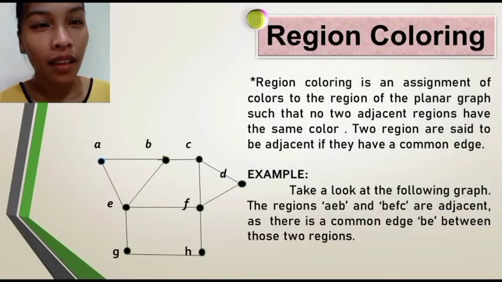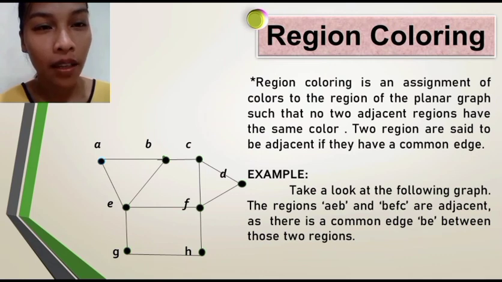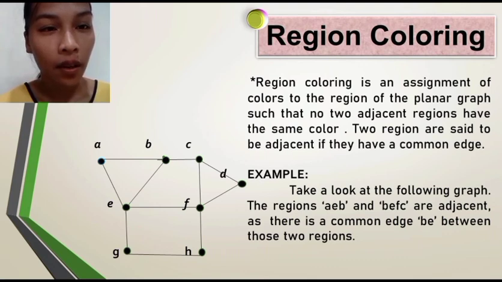Region coloring. Region coloring is an assignment of colors to the regions of a planar graph, such that no two adjacent regions have the same color. Two regions are said to be adjacent if they have a common edge. For example, take a look at the following graph. The regions AEB and BEFC are adjacent, as there is a common edge BE between those two regions.